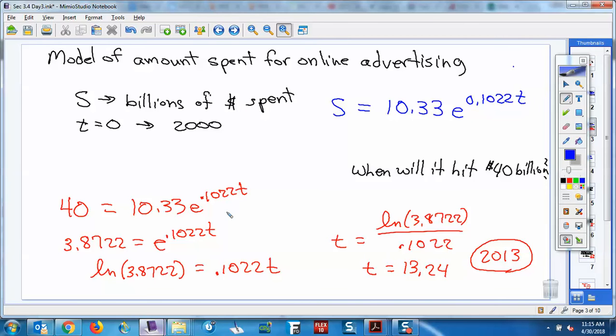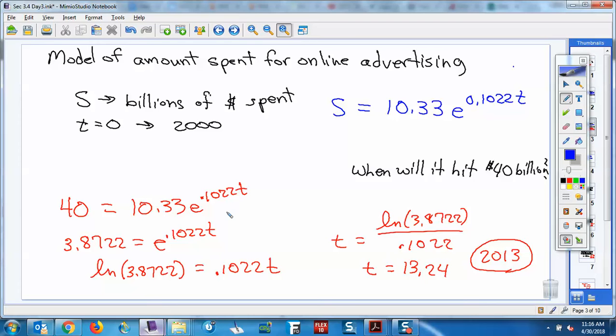All right, what do you got? 2013. Okay, so let's see what that would look like. Basically, if you're given the model, the equation, whether it's a log or exponential equation, you basically have two different things you can do.